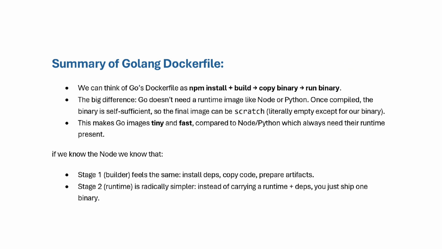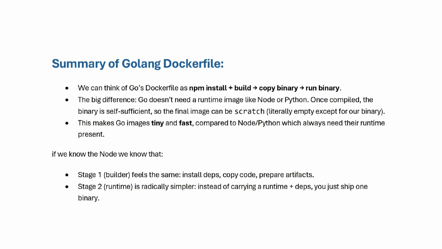Now let's understand the summary of the Go language Dockerfile. We can think of Go's Dockerfile as install plus build, then copy the binary and run the binary. The big difference is Go doesn't need a runtime image like Node or Python, which is like an interpreter. Go is a compiled language. Once compiled, the binary is self-sufficient, so the final image can be scratch, literally empty except for our binary. This makes Go images tiny and fast compared to Node or Python, which always need their runtime present.